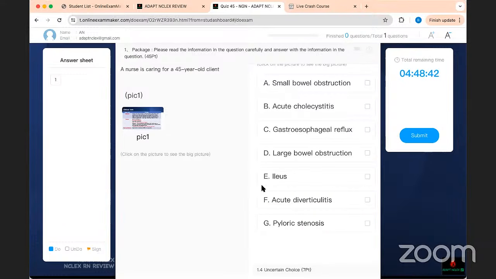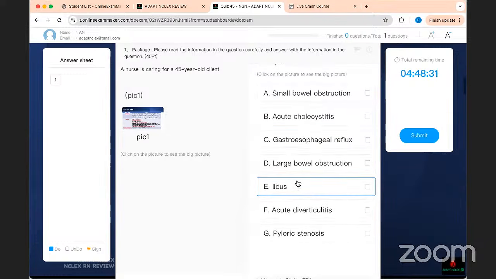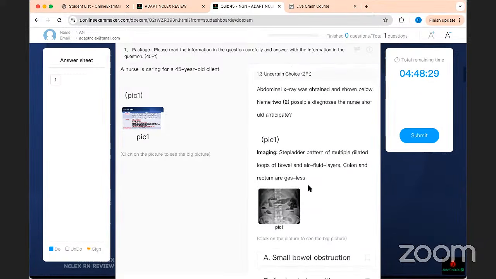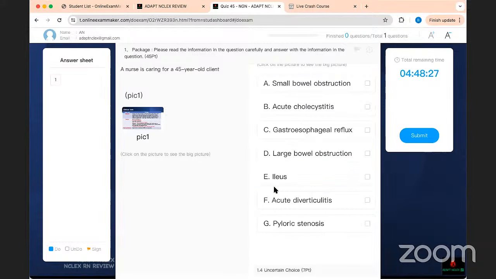This is how you do a case study. It's not any magic. You have to understand the question. It's storytelling, right? So which of these do you think is a possible diagnosis? Pick two. I said pick two possible. So pick two, let's see.